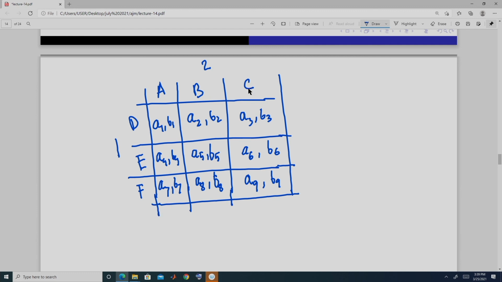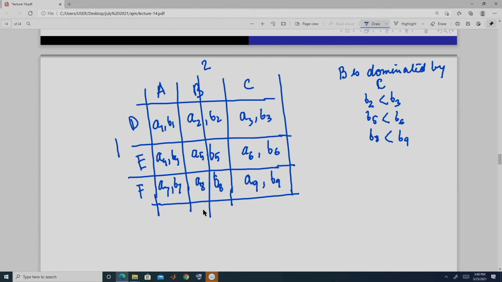Suppose B is strictly dominated by C. Then it means what? B2 is less than B3, B5 is less than B6, B8 is less than B9. So that's why we remove this.